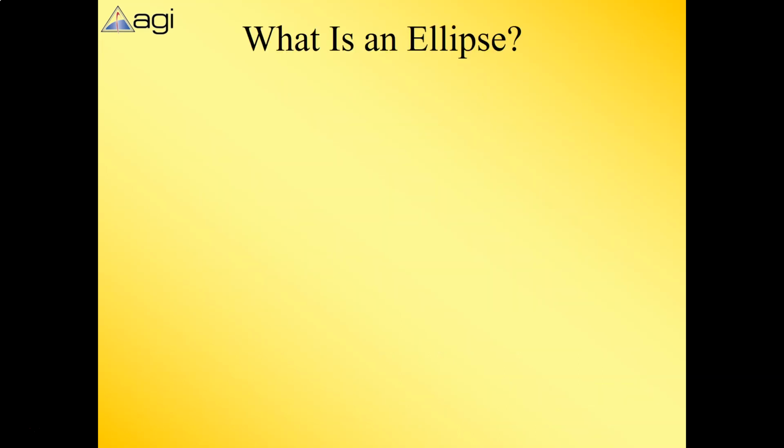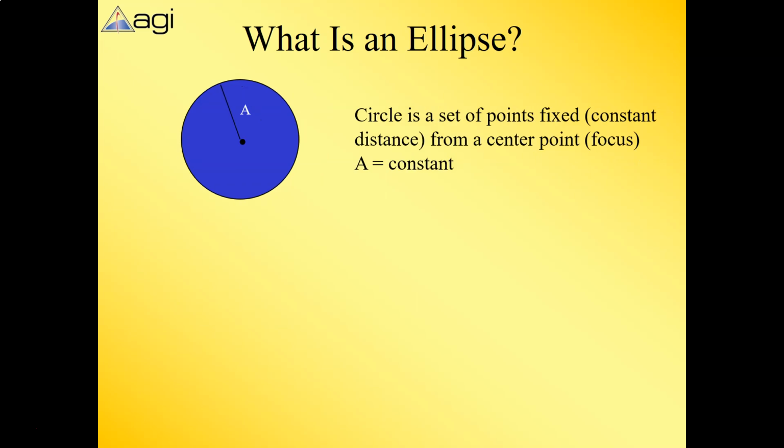Now, this entire lesson, we've been asking very simple questions like, what is an orbit? What is a satellite? What is the moon? We're going to ask, what is an ellipse? We know this. A circle is a set of points fixed from a center point. In other words, they're a constant distance from a focus. They have a center point and a radius. Two of the radii going all the way through is like having a big axis, and that is what we refer to as the diameter. So in this image, A is a constant.